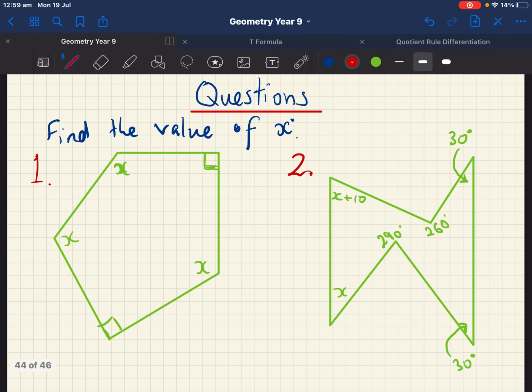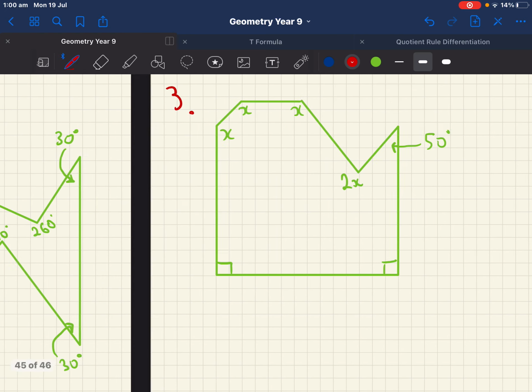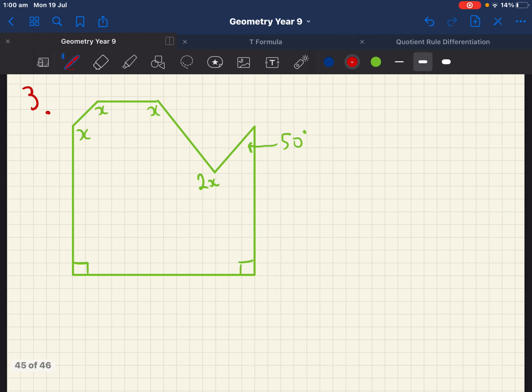All right, there's 3 questions for you guys to do. The first 2 are on this page here. So have a go. I want you just to find the value of x. You're going to do it exactly the same way as the examples. Find your angle sum, write out your equation, and then solve it. So pause the video and complete these first 2 questions here. Once you've done that, moving on, we have one more example to do here.